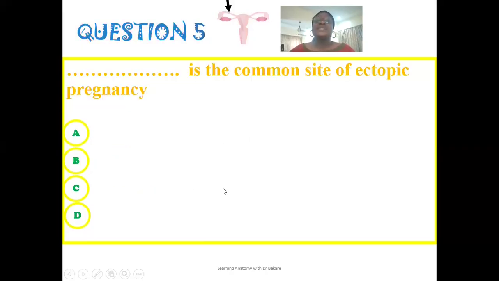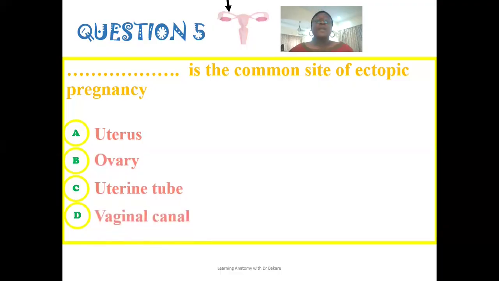The fifth question reads that dash is the common site of ectopic pregnancy. We know that ectopic pregnancy is a pregnancy that occurs in any region apart from the uterus. It is in the uterus that implantation is supposed to occur. And if this fails to occur in this specific region, it means an ectopic pregnancy has occurred. So what specific region is seen as a common site of ectopic pregnancy? Is it the uterus? Is it the ovary? Is it the uterine tube? Or is it the vaginal canal? The uterine tube is the correct option here, as this region is seen as the most common site where ectopic pregnancy would occur.